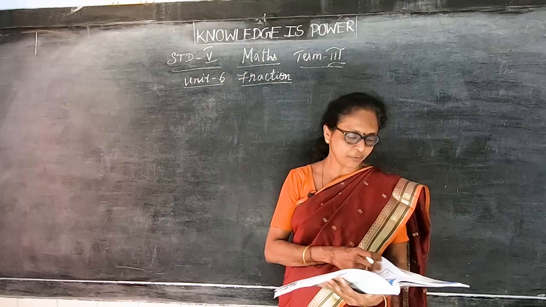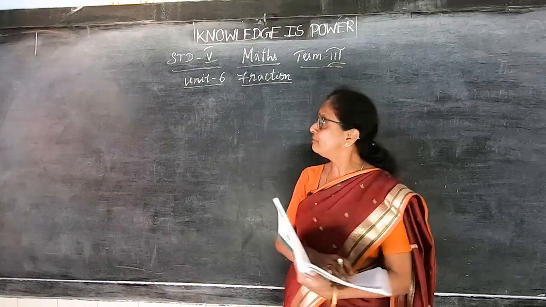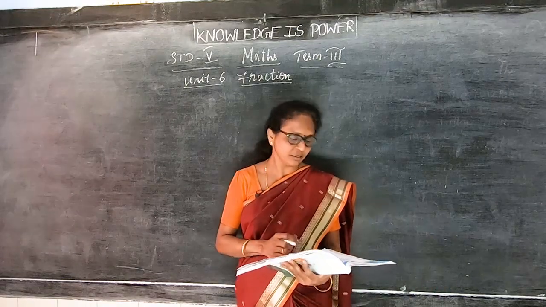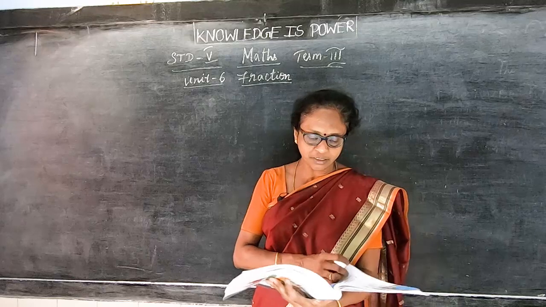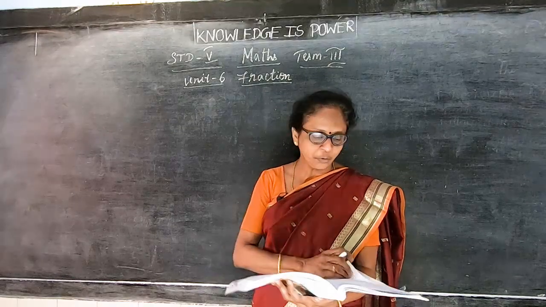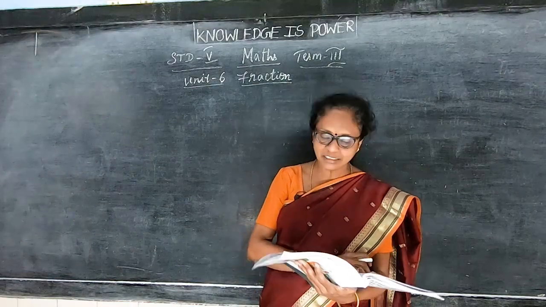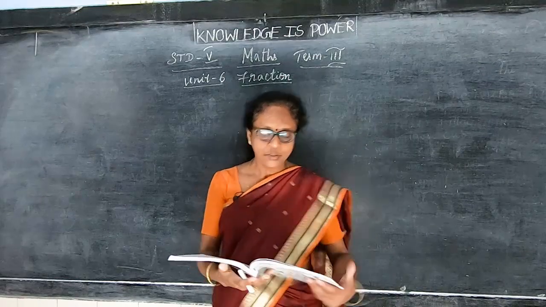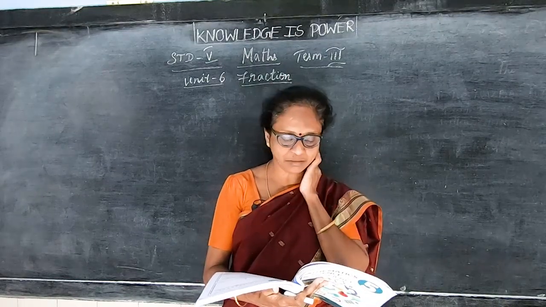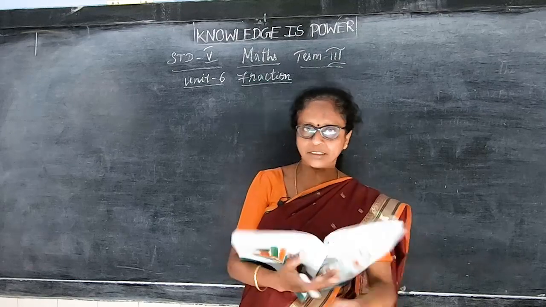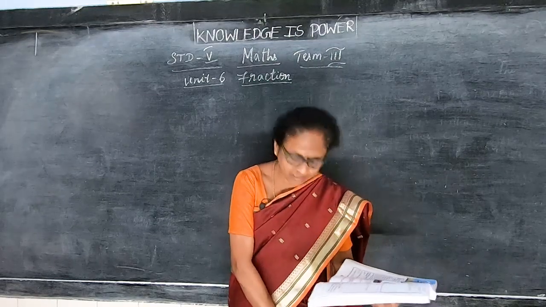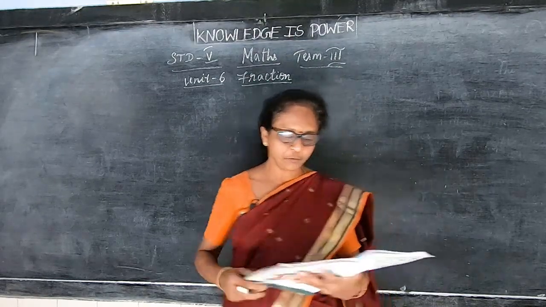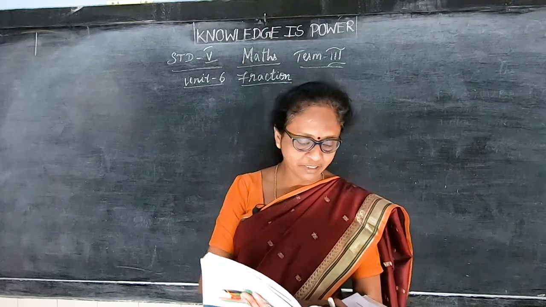Today we are going to see about the standard fifth, the fractions, unit 6. In this fraction, we are going to see how to compare the fractions, numerator and denominator, like fractions, unlike fractions. So you know what we mean by fractions? Fraction means dividing into equal parts, like half, 3 by 4. One part by the total parts.